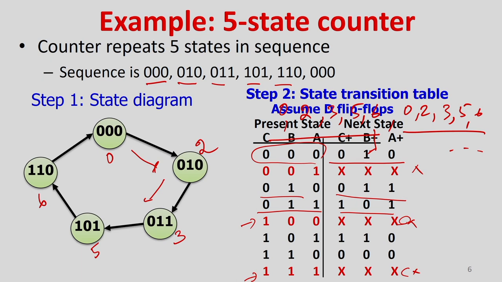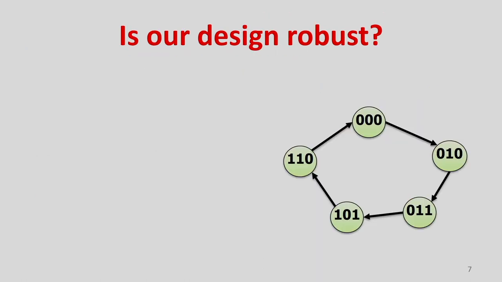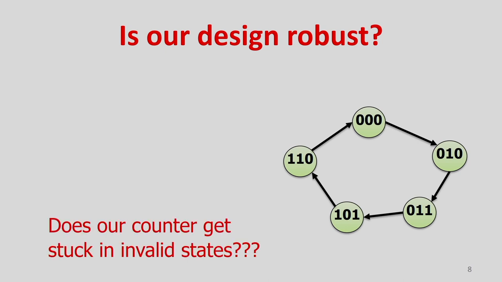So, if you look at the present state and next state diagrams, some states are not getting used, which are marked in red, and only the black states are getting used in this table. So, is each of our designs robust? The question is, is there any issue with this design?